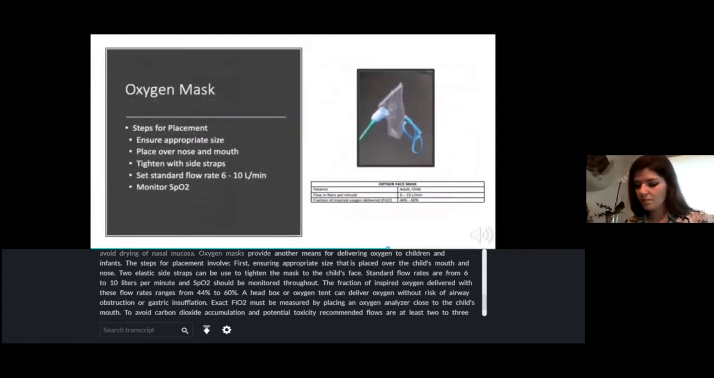Oxygen masks provide another means for delivering oxygen to children and infants. The steps for placement involve first ensuring appropriate size that's placed over the child's mouth and nose. Two elastic side straps can be used to tighten the mask to the child's face. Standard flow rates are from 6 to 10 liters per minute, and SpO2 should be monitored throughout. The fraction of inspired oxygen delivered with these flow rates ranges from 44% to 60%.